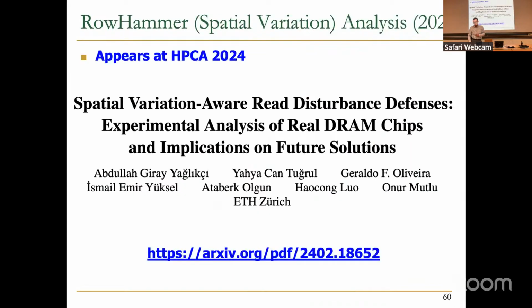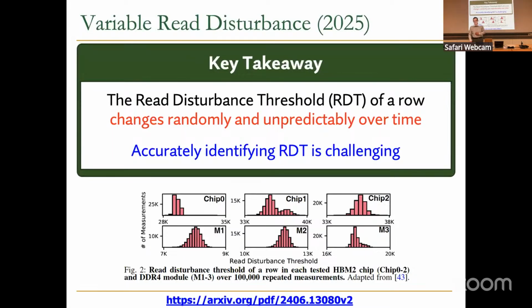Okay, so we have some works in this area. More recently, we also discovered that there's some phenomenon called variable read disturbance. I think of this like quantum-like effects that affect what we have. Essentially, the read disturbance threshold, how many activations you need to perform to induce a bit flip, changes randomly, unpredictably over time. So you may be able to induce a bit flip after 10,000 activations today. Tomorrow, you test the chip, you can induce a bit flip after 1,000 activations. Next day, 100 activations.